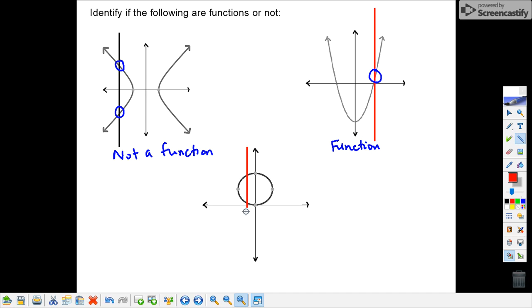Last but not least, notice on this one, if I just drop one down right there, automatically we can tell it's not a function because it's touching the actual circle twice in that one section, meaning there are going to be two outputs for that specific input. So that's how you determine if something's a function or not.